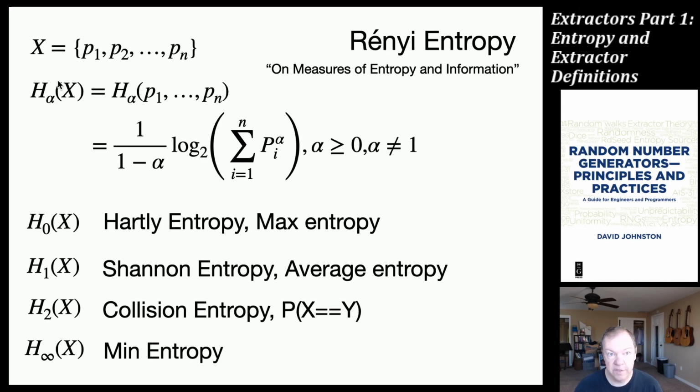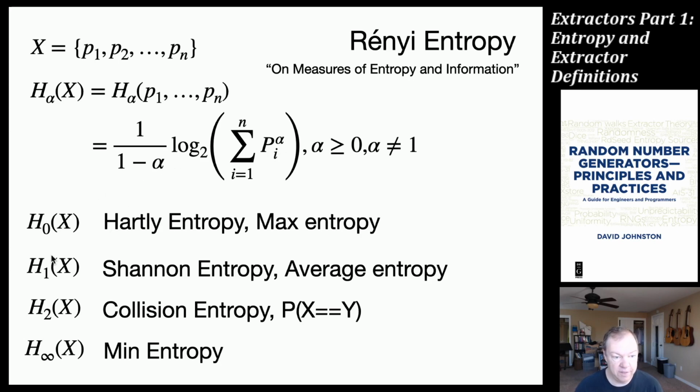And he defines this function big H sub alpha over that distribution, which is big H sub alpha over those probabilities that define the set of probabilities of the distribution. And that function is 1 over 1 minus alpha of log of the sum of the probabilities raised to the power alpha. Now, obviously, alpha cannot be 1 because 1 minus 1 would be 0, and you'd have a divide by 0 problem. And it should be greater than or equal to 0, not non-negative.